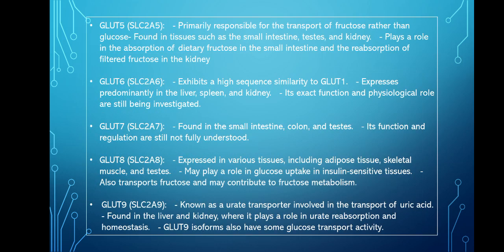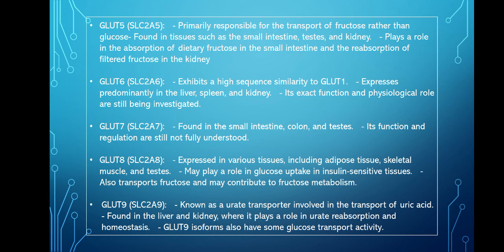GLUT5 is primarily responsible for the transport of fructose rather than glucose. It is found in tissues such as the small intestine, testes, and kidneys. It plays a role in the absorption of dietary fructose in the small intestine and the reabsorption of filtered fructose in the kidney. GLUT6 exhibits a high sequence similarity to GLUT1.